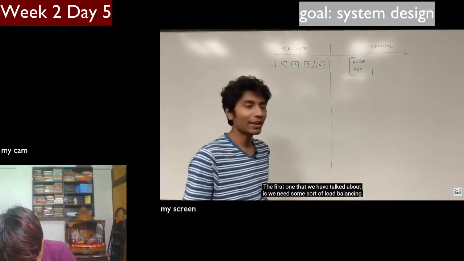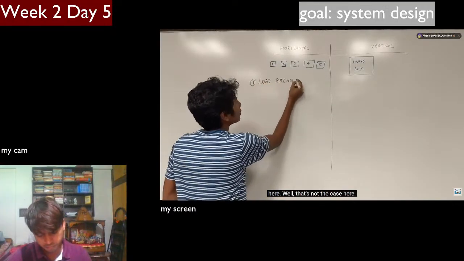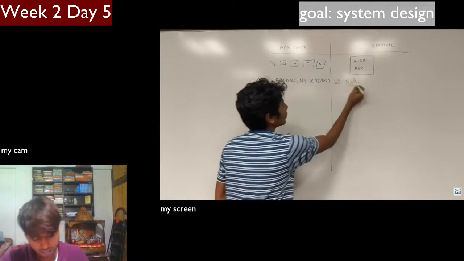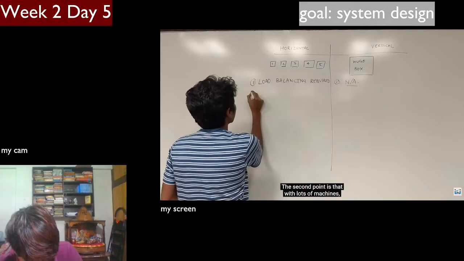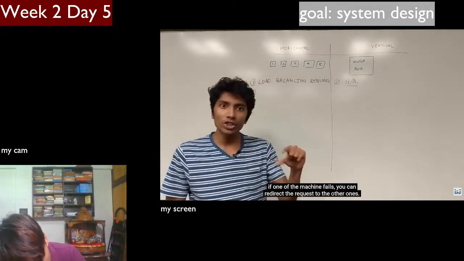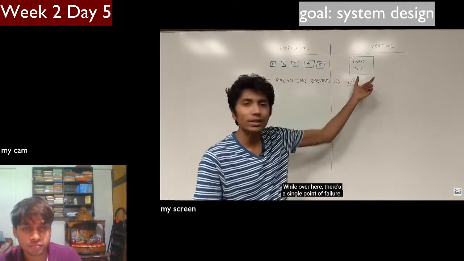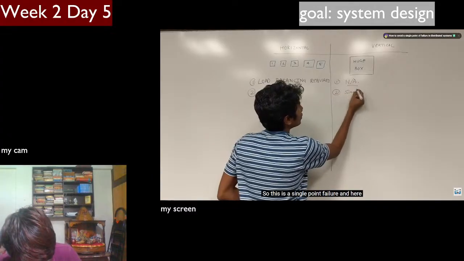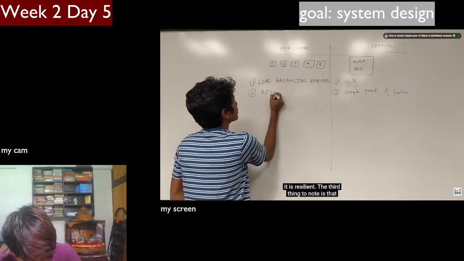The first one that we have talked about is we need some sort of load balancing here. Well, that's not the case here. If you have a single machine, there's no load to balance as such. The second point is that with lots of machines, if one of the machines fails, you can redirect the request to the other ones. While over here, there's a single point of failure. So this is a single point of failure. And here it is resilient.